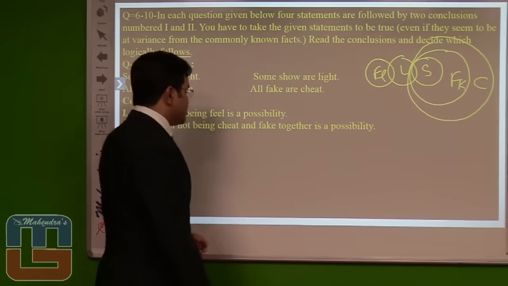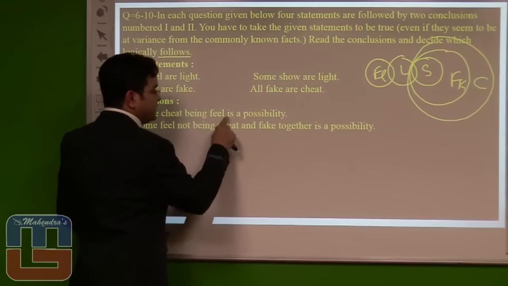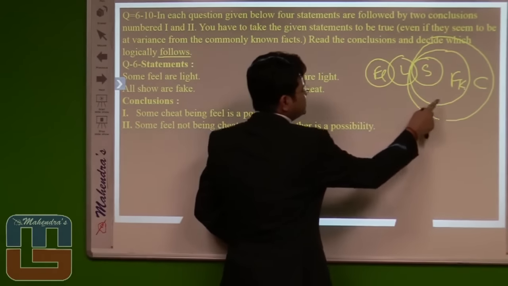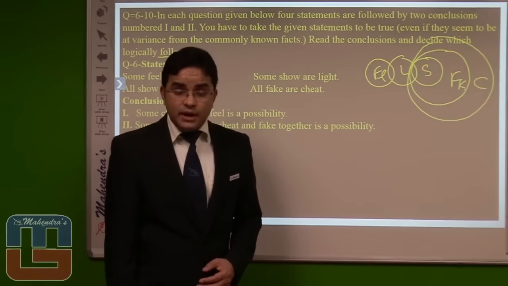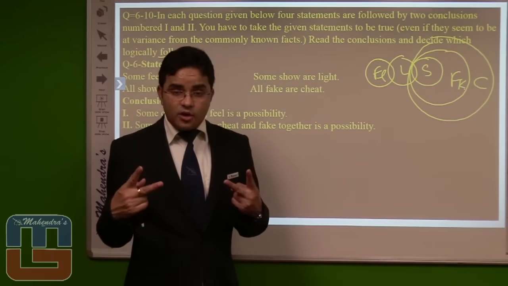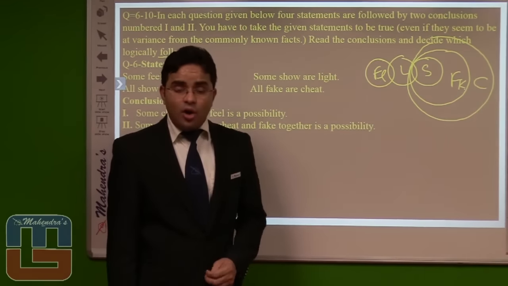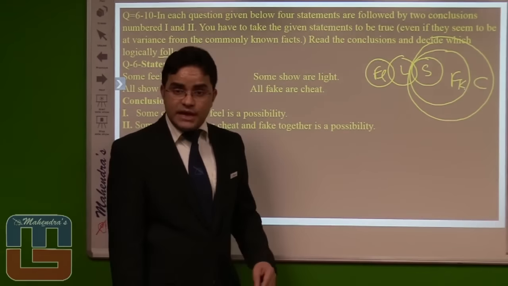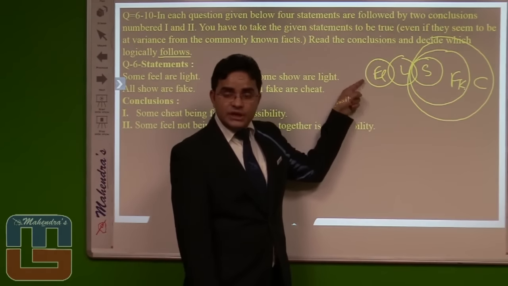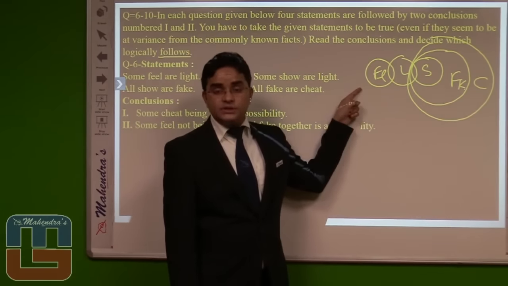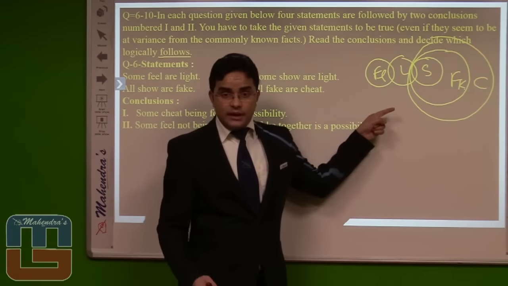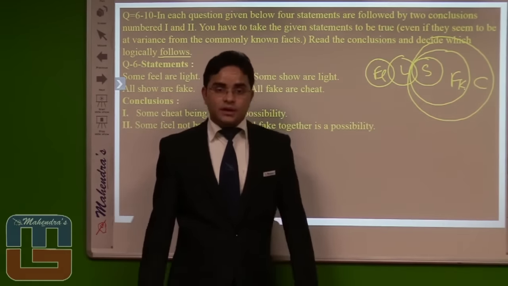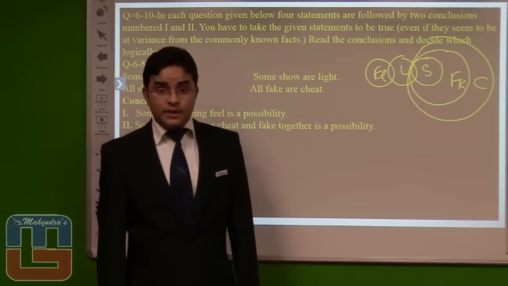Got it? Okay, so read out the first conclusion. Some feel being cheat is a possibility. So between feel and cheat there is nothing given, neither direct relation nor indirect relation. If between two elements there is neither direct nor indirect relation, it means there will be all possibility. If you are saying some feel being cheat is a possibility, right? No feel being cheat is a possibility, right? Some feel not being cheat is a possibility, right? Every kind of possibility will be there if there is nothing given between two elements.